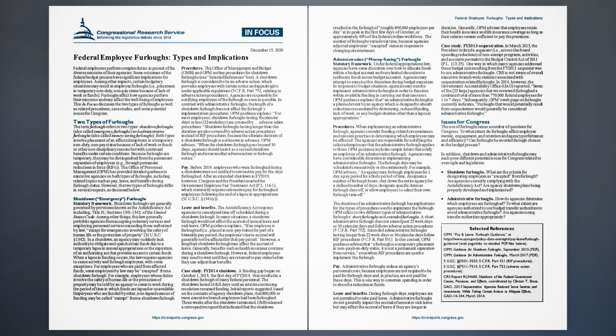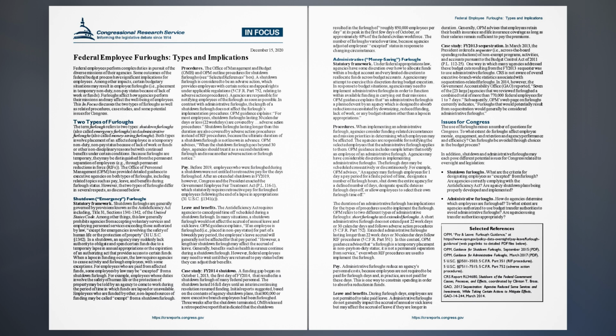In response to budget situations, agencies may need to implement administrative furloughs in order to function within available funding in carrying out their missions. OPM guidance explains that an administrative furlough is a planned event by an agency which is designed to absorb reductions necessitated by downsizing, reduced funding, lack of work, or any budget situation other than a lapse in appropriations.